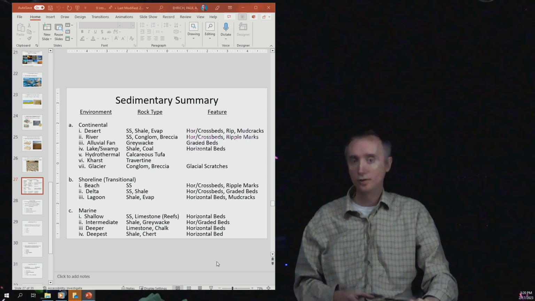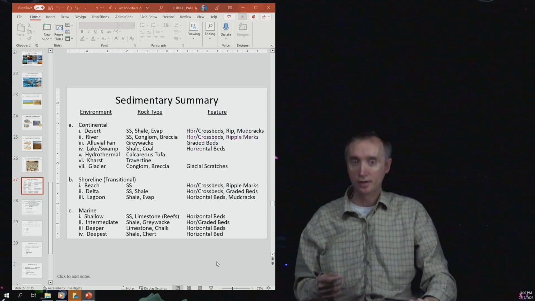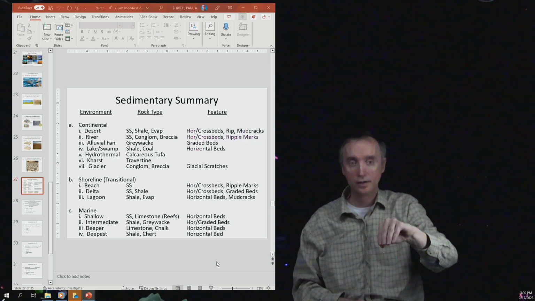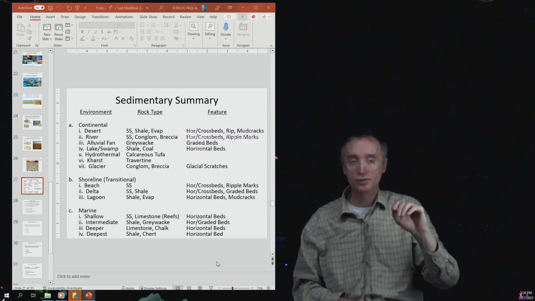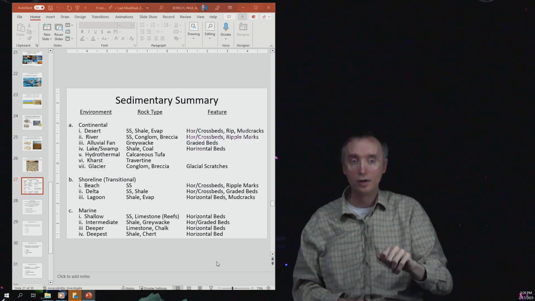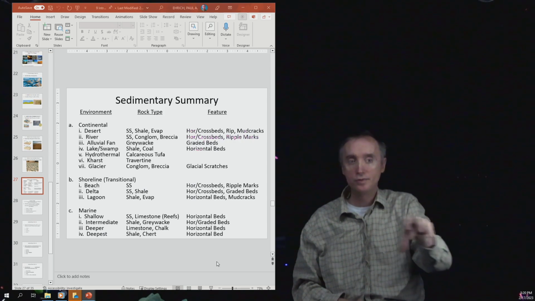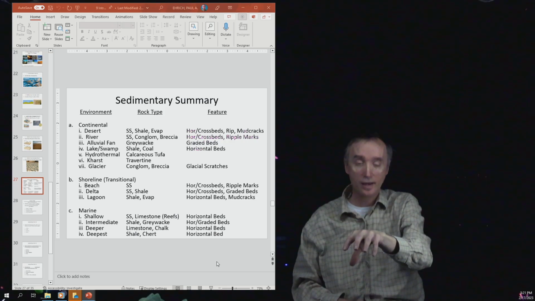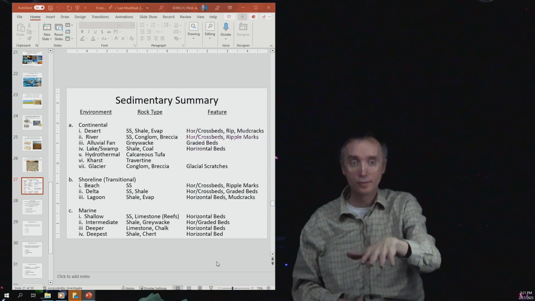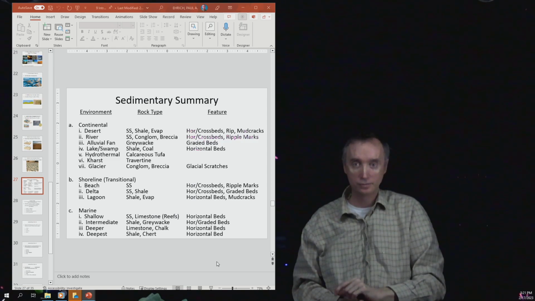Then, as far as the shoreline's concerned, you could have a beach, you could have a delta, and a delta is very similar to the alluvial fan. So with the alluvial fan, you've got a river that's moving very fast, coming out of the mountains, but then it slows down and it drops its load on land. The difference is with the delta, you've got the river, it's emptying into the ocean and it's slowing down, so it's dropping its load and it's making the delta.